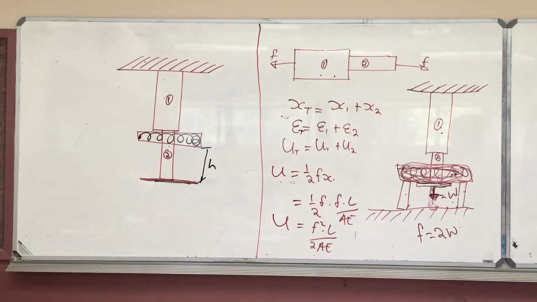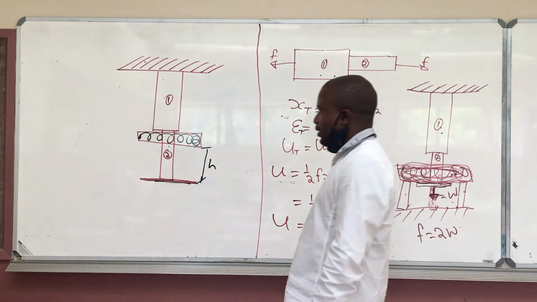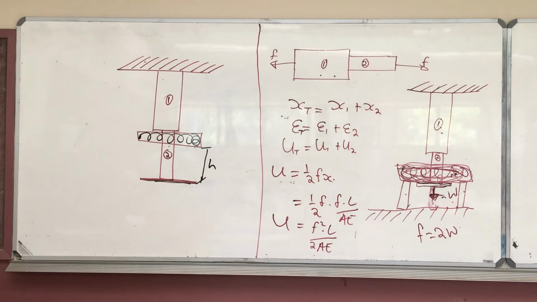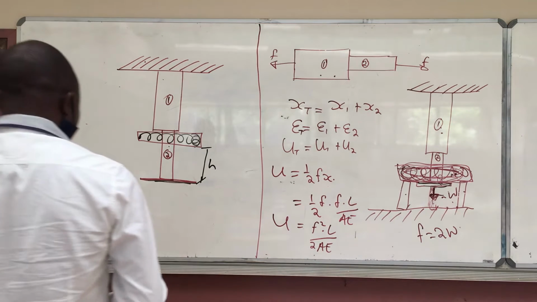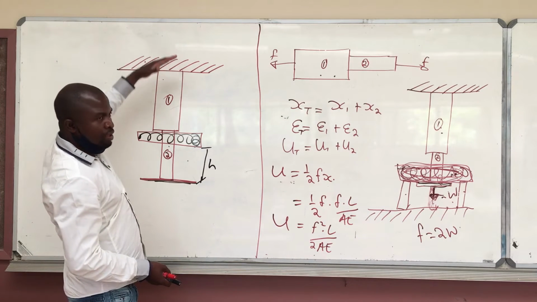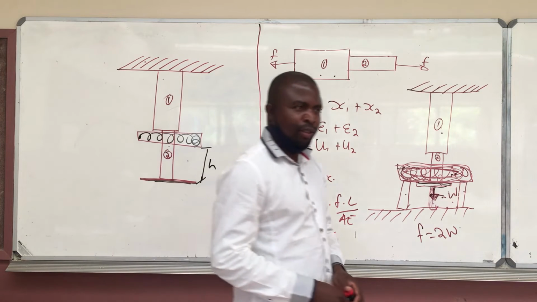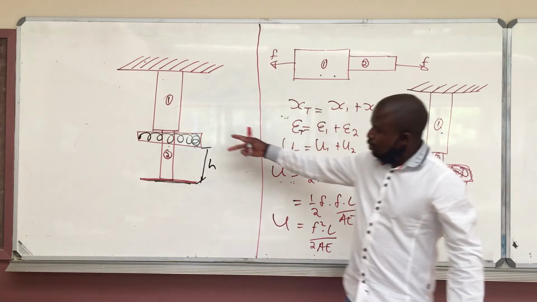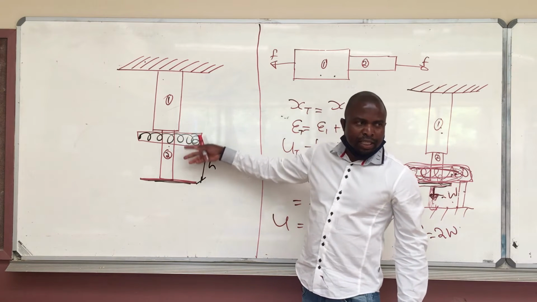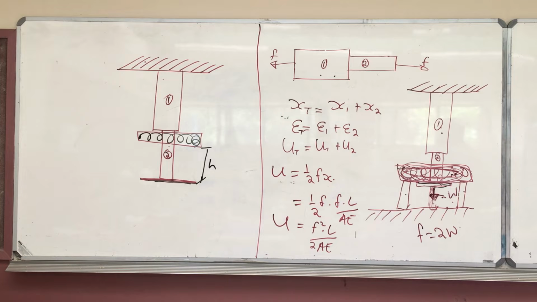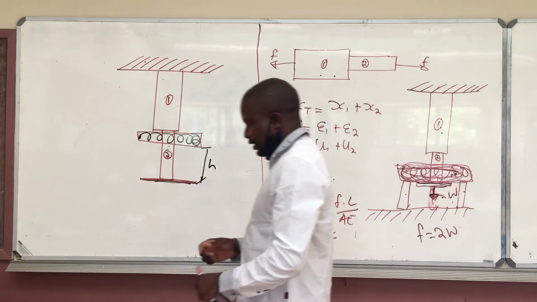Do you still remember the saying that energy cannot be destroyed, but it is converted from one form to another? So we used to say potential energy at the top is equal to kinetic energy at the bottom. Here, since we will be dropping this weight, the potential energy will be the same as strain energy.